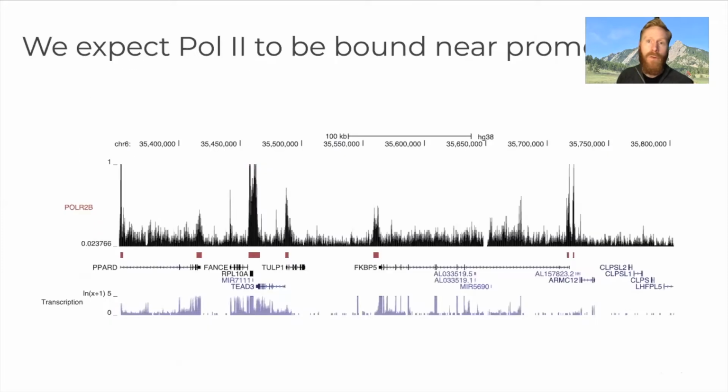So we expect Pol II to be bound near promoters, and here we see a bigwig track visualized in UCSC for POLR2B. That's the second largest subunit in Pol II. And you can see that the peaks highlighted here in red are pretty much lining up with promoters as we would expect. So the first step conceptually is that we'll just define the promoter regions.